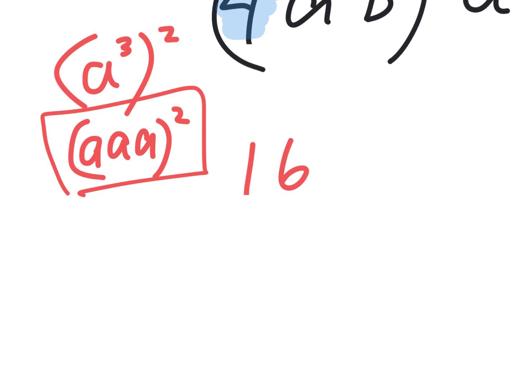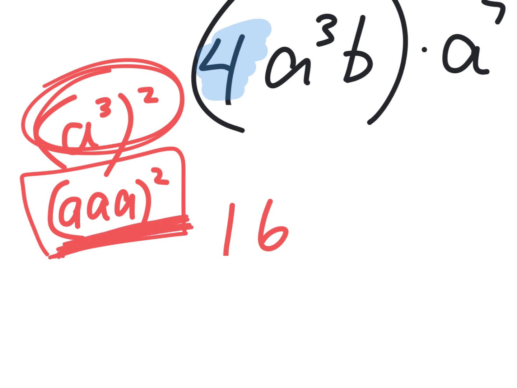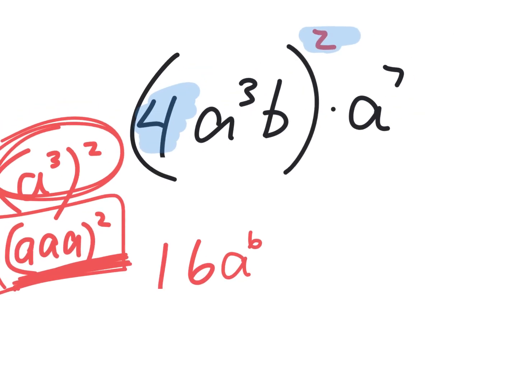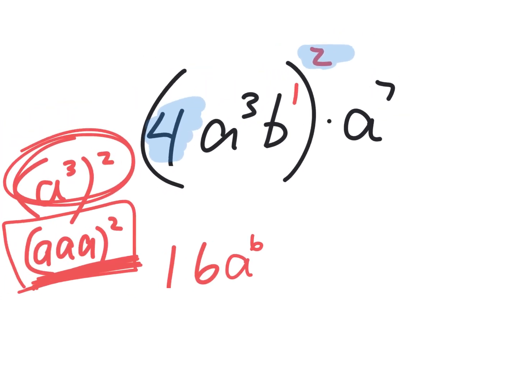A to the third times a to the third is a to the sixth. So this is to the sixth. I know some of you just knew that, but other people are like, I don't know, is it to the fifth or to the sixth? That's how you can tell that it's to the sixth. A to the sixth, and then the b. Well, that's pretty easy. There's a 1 here. And this, we just figured out from this that you multiply these two. So 1 times 2 is 2, b to the second.